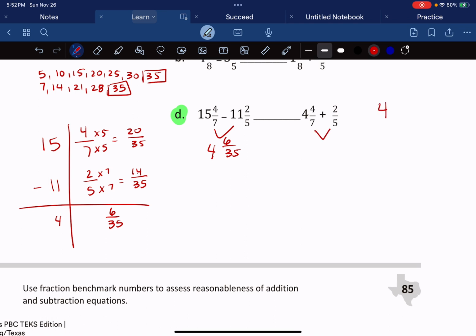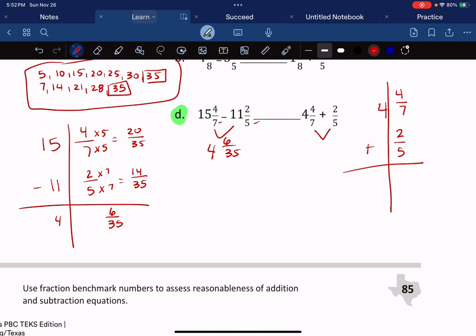So I get 4 and 4 out of 7 plus 2 out of 5. My denominators are the same for what they had here. They had 7 and 5, and I've already got that written out for over here, so I don't have to do that again if you've already got those.